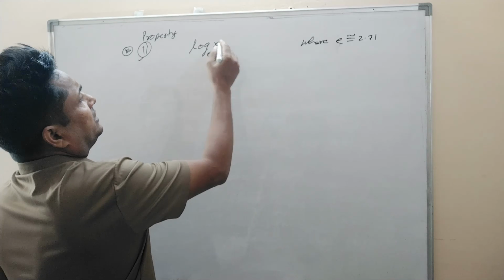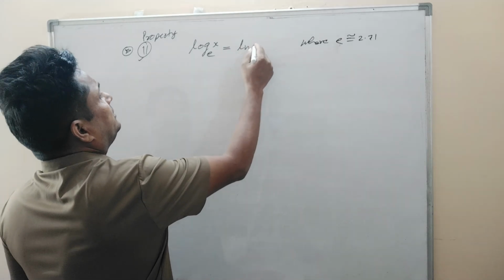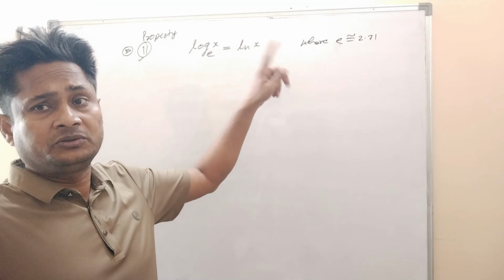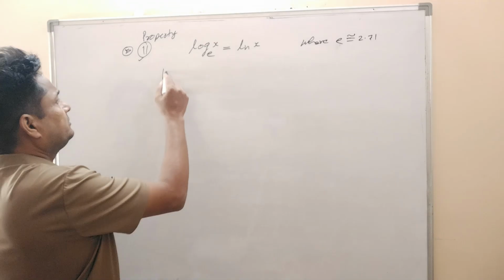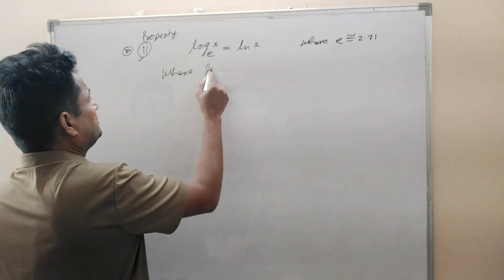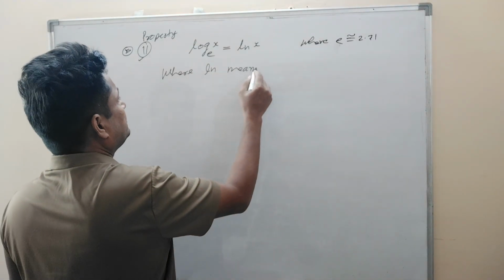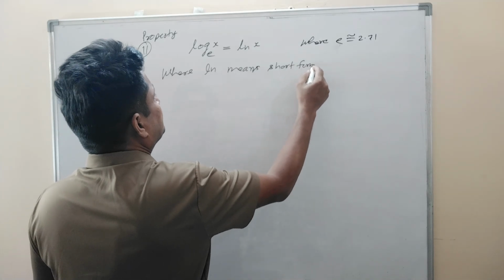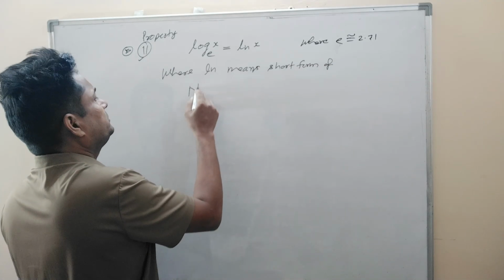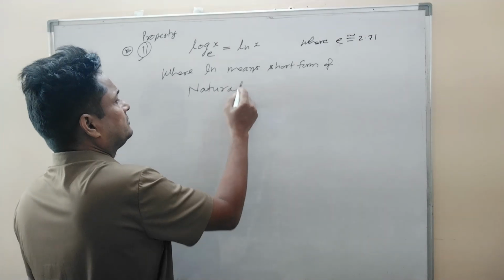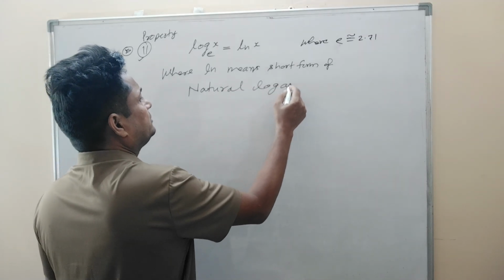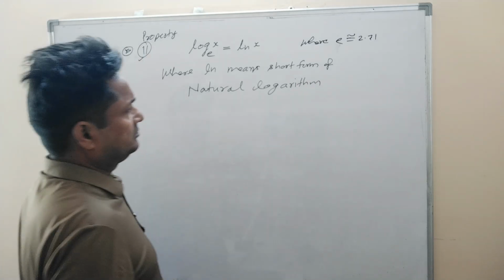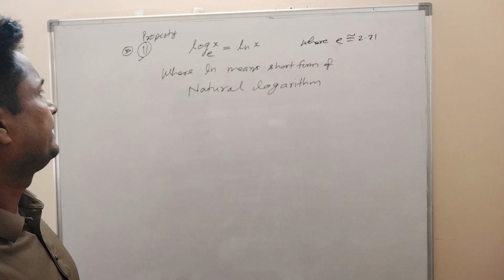This is denoted as ln x. ln means natural log, where ln means short form of natural logarithm. Right.